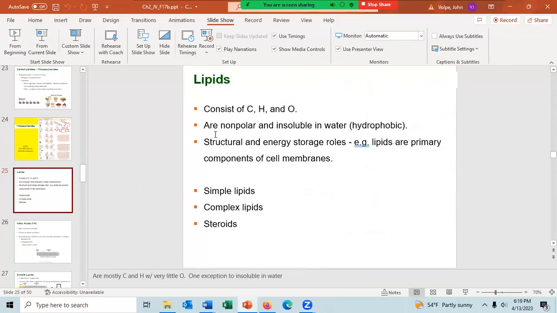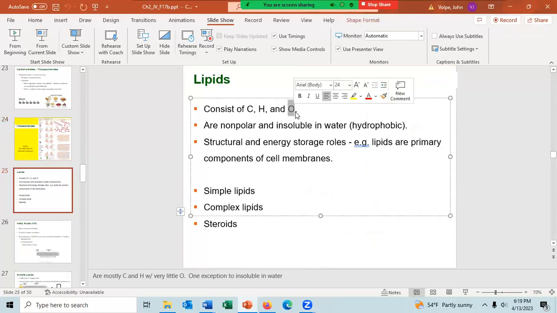Well, let me just briefly state this one, and that is lipids consist of carbon, hydrogen, and oxygen. They do contain oxygen, but they do not contain much oxygen. Lipids are non-polar molecules and insoluble in water, meaning they're hydrophobic. We use them for structural and energy storage roles. Like, for example, if you eat too much food, you will store the excess down as lipid, a fat in your body. And then we do use lipids as a component to build cell membranes and other parts of cells.